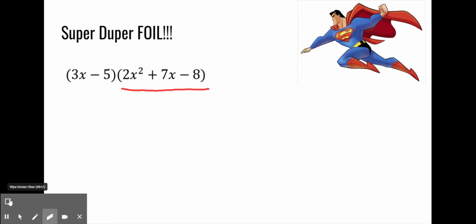I even put like a Superman in the upper right hand corner to kind of make my point here. But you still use the same method. It just takes a little bit longer. So what I mean is we want to take that very first term, that 3x. The 3x shoots the first number. So that'll give us 6x to the third. 3x times 7x to get plus 21x squared.